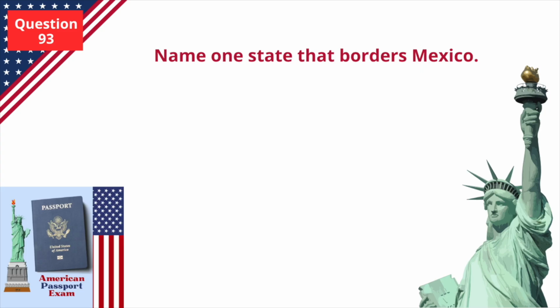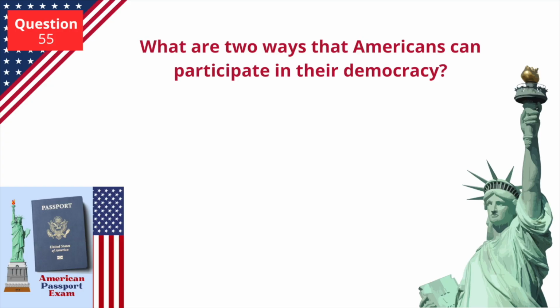Name one state that borders Mexico. California. What are two ways that Americans can participate in their democracy? Vote. Join a political party.